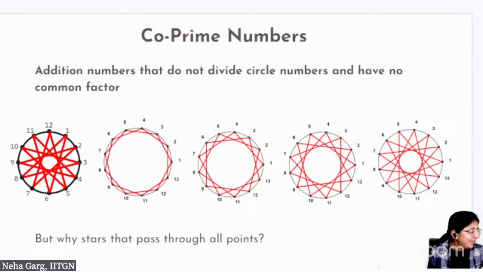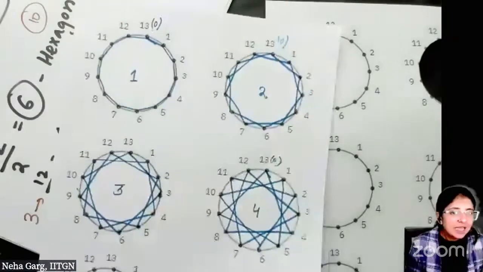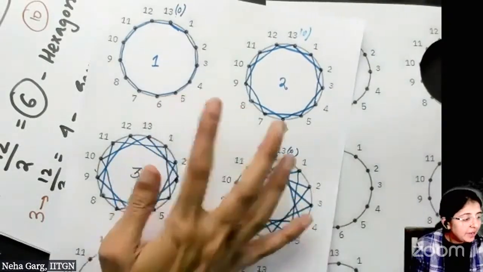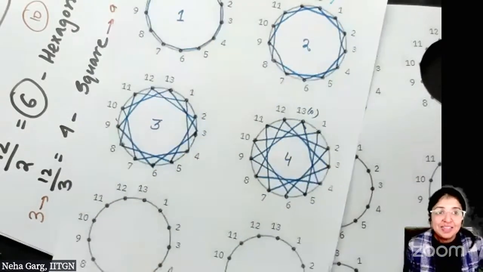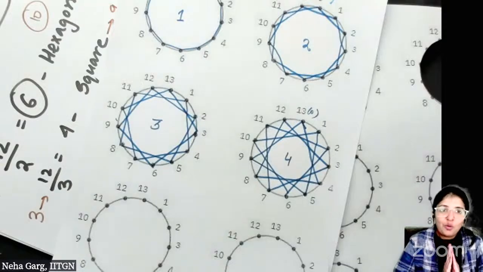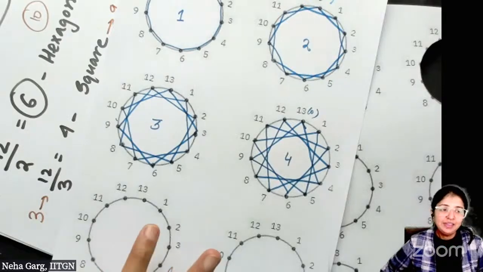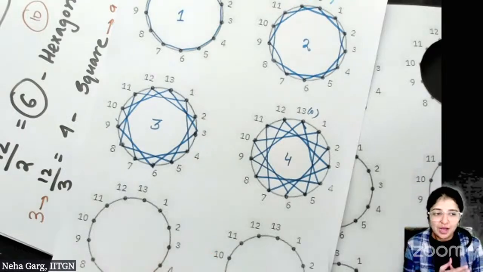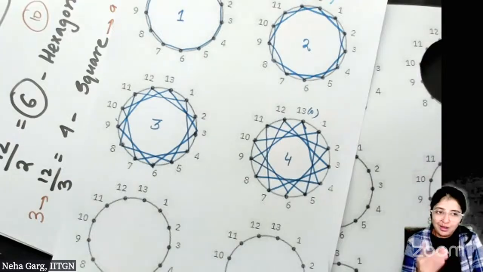And that is why on the 13-point circle, 13 is a prime number, which means every other number except 1 will be its co-prime. It will not have any factor common with it. And that is why we get stars in all the numbers created by adding any number in a 13-point circle. I hope I am clear till now. You can put in the chat box if you have any queries. Otherwise, we will move on.